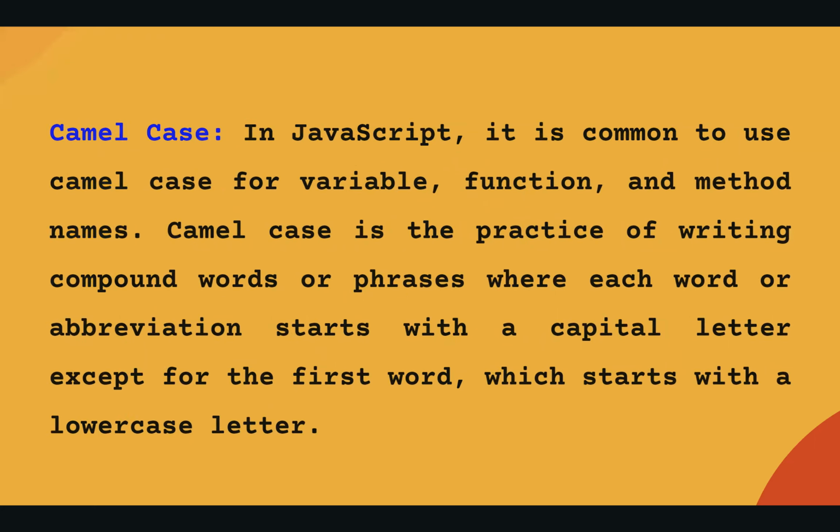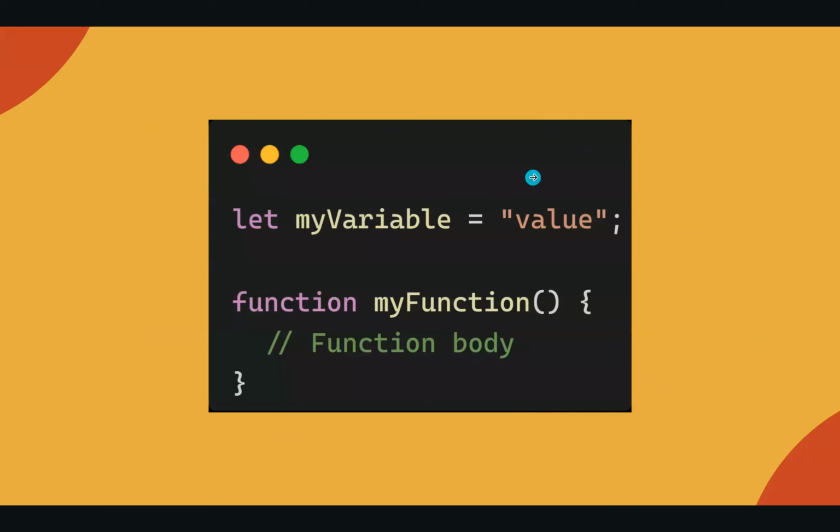If you see one example, say myVariable is a variable. My is a separate word, variable is a separate word. So here it is starting with a small m and here a capital V. This is called camel case. So myFunction, small m, capital F. Two words are there. My is a separate word, function is a separate word. If you have something like that, it will start with a small letter and the other words will start with a capital letter. This is called camel case. It is a variable, it is a function. For these things we will use camel case.